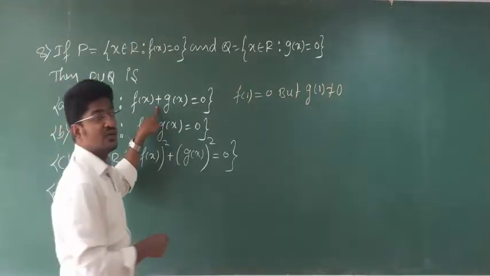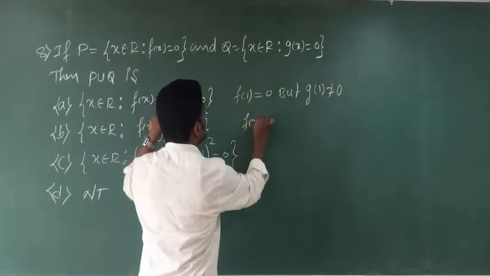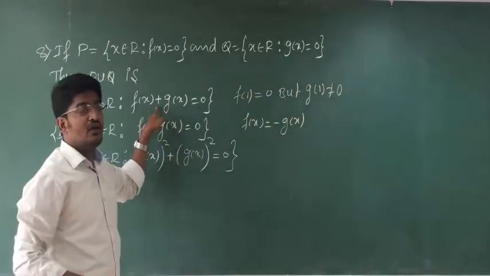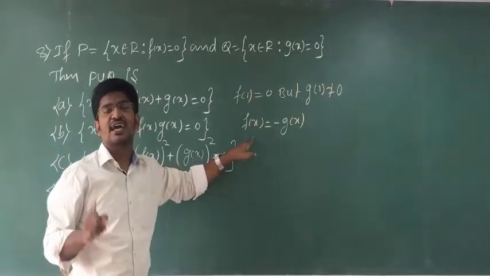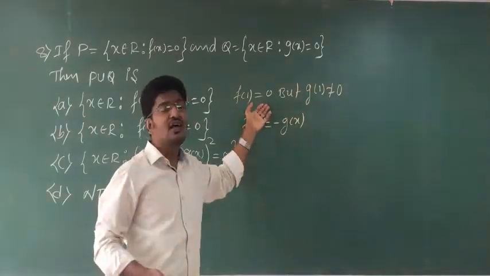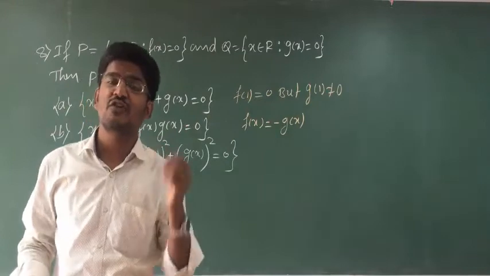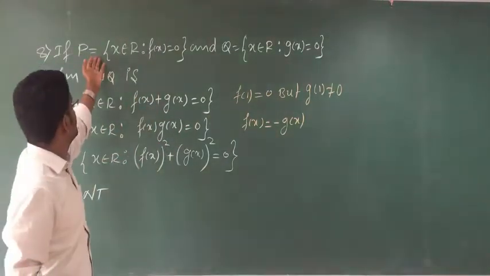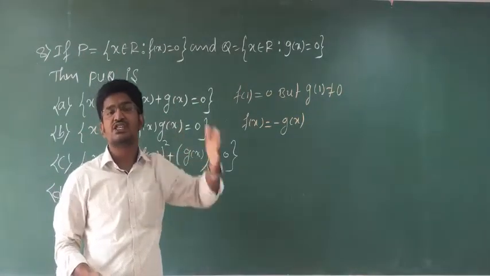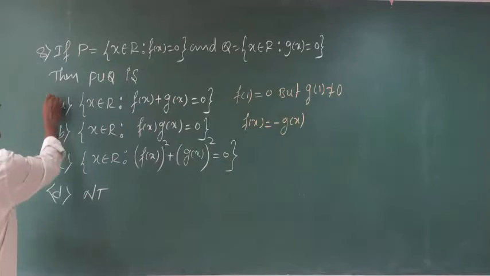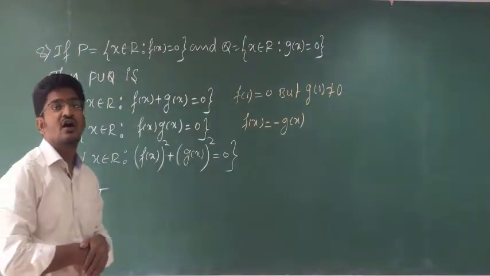Are you getting my point? If you solve this equation, what are you going to get? f of x equal to minus g of x. From this you can say that f of x and g of x are not the same functions. Clear? According to P and Q also, f of x and g of x are not the same functions. Okay, so option A is not your answer.